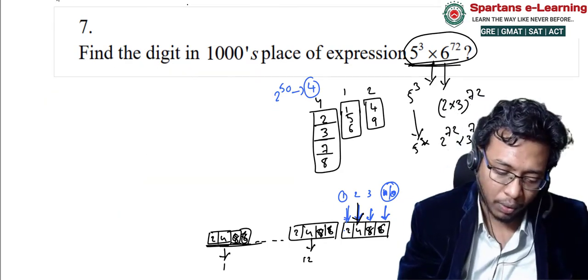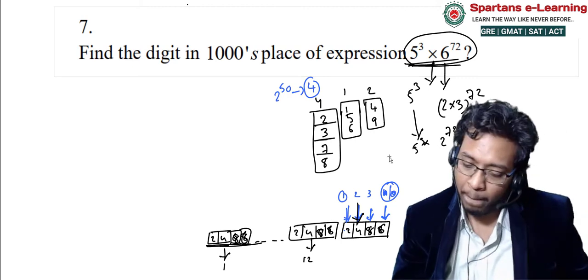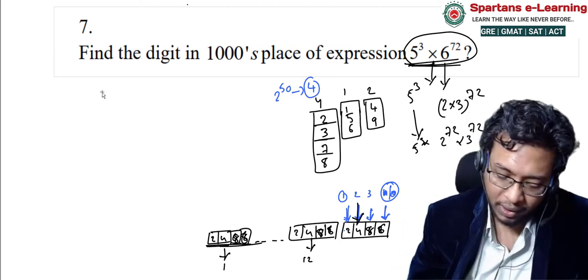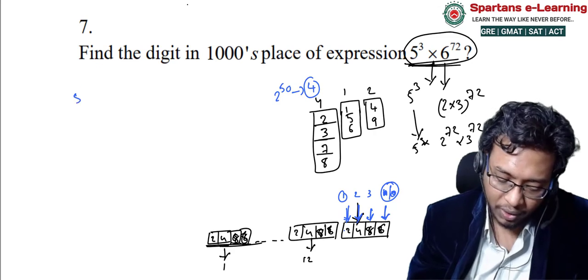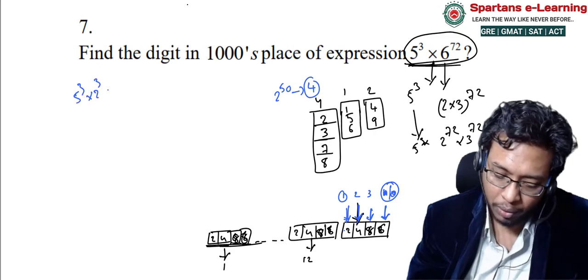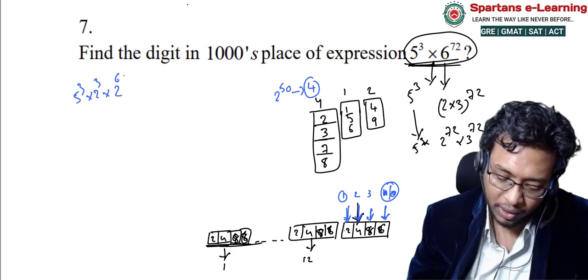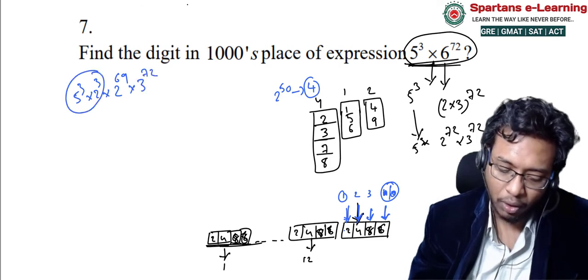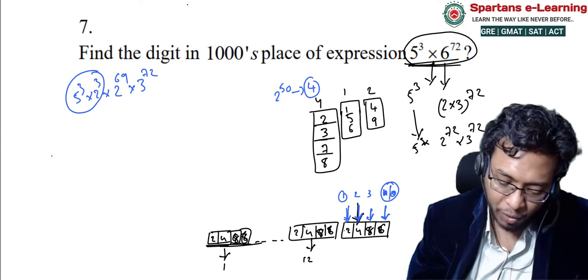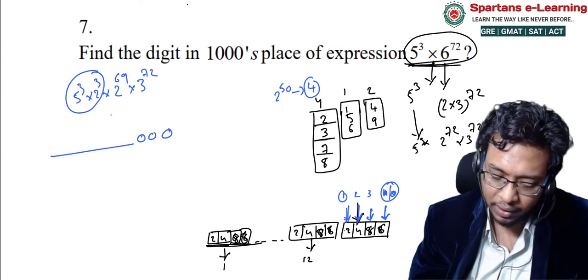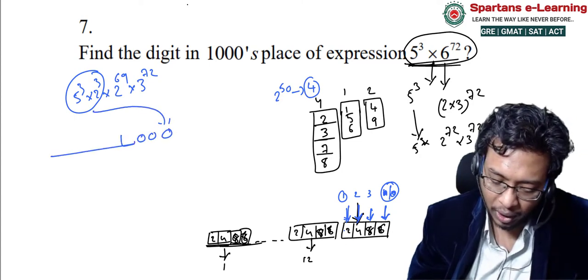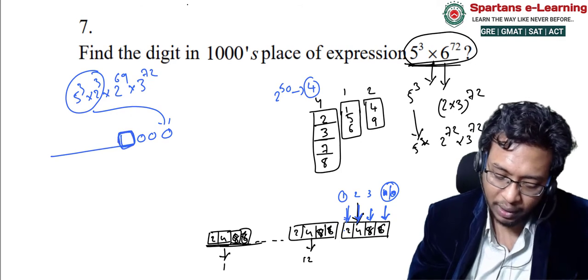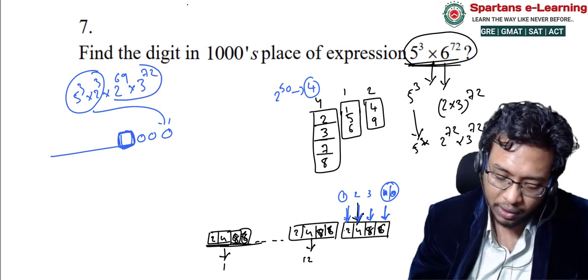Now let us solve our question. See this? Earlier we simplified this number as 5 cube into 2 cube into 2 power 69 into 3 power 72. This is giving already 3 zeros at the end. So your number is like this. You are getting 3 zeros because of this. Now your target is to find this number, which will be equal to the units digit of this number.